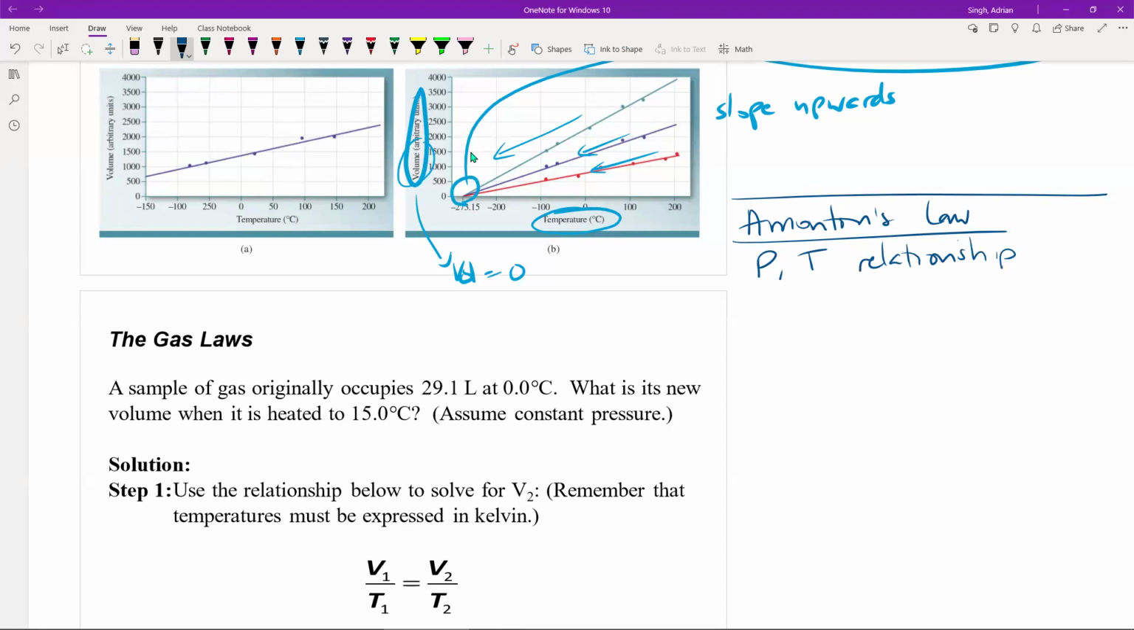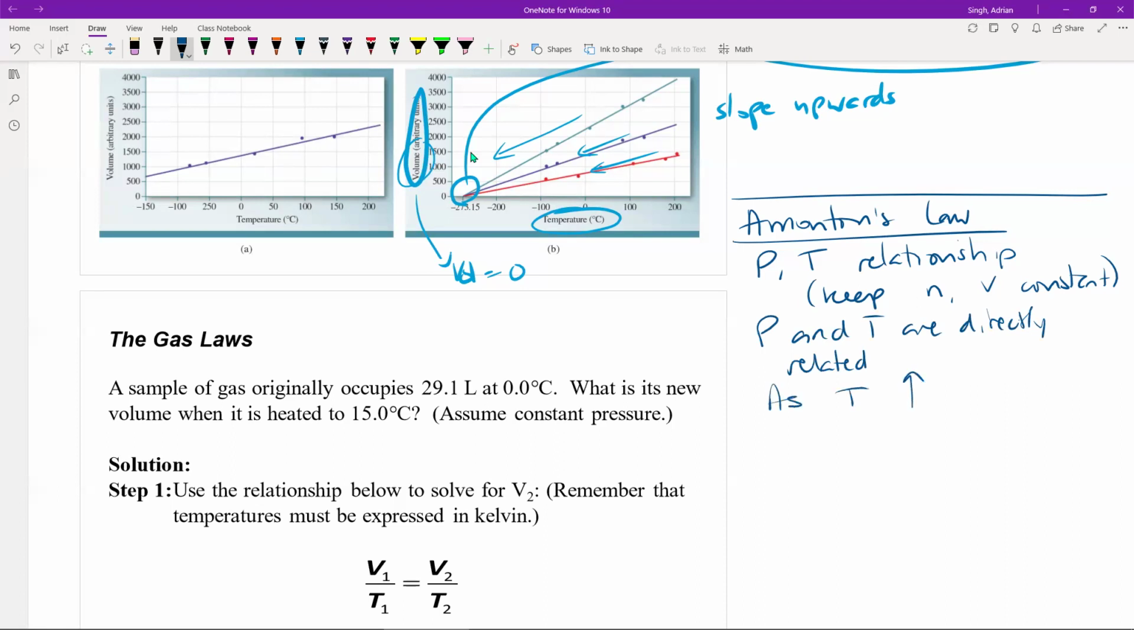And if we're looking at the relationship between pressure and temperature, again, here we're going to keep the other two parameters, N and volume, constant. Okay, and the relationship between pressure and temperature here is also a direct relationship. So P and T are directly related to each other. So again, what this means is as temperature goes up for a gas, the pressure is going to increase as well.